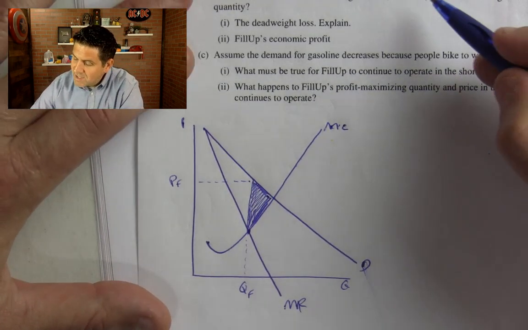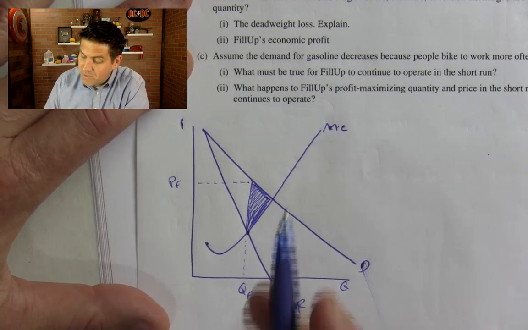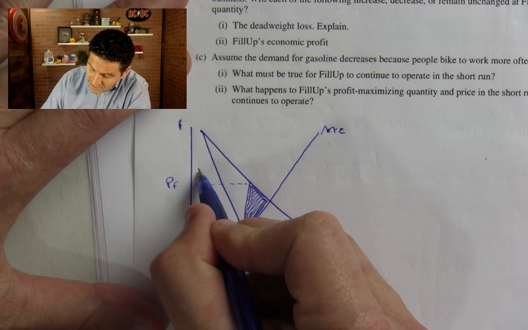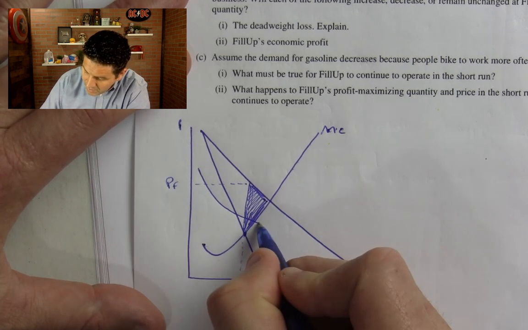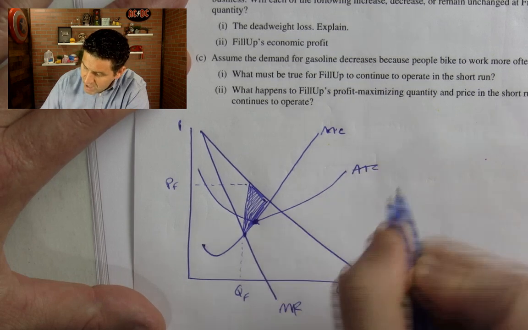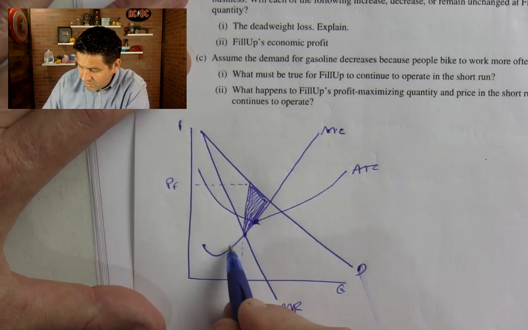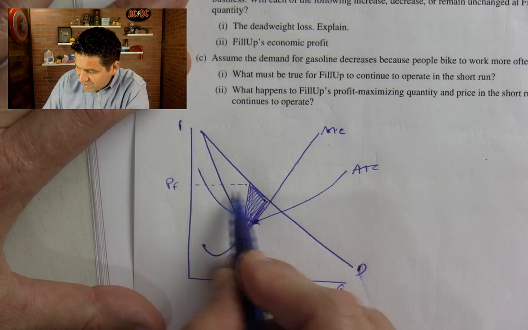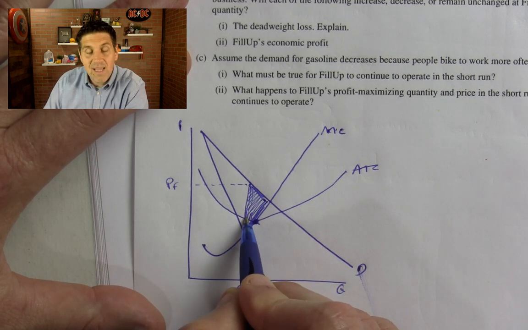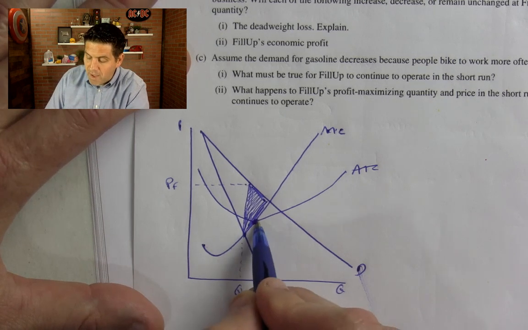Now the last thing we do is make sure we draw that ATC in. Since they wanted profit, ATC is going to go down, hit a minimum at marginal cost, then go back up. You could have drawn it down here. That's fine. You can draw it through here. That's fine if you did that. As long as the demand is above the ATC, you're fine. It's not just one spot you could have drawn it.